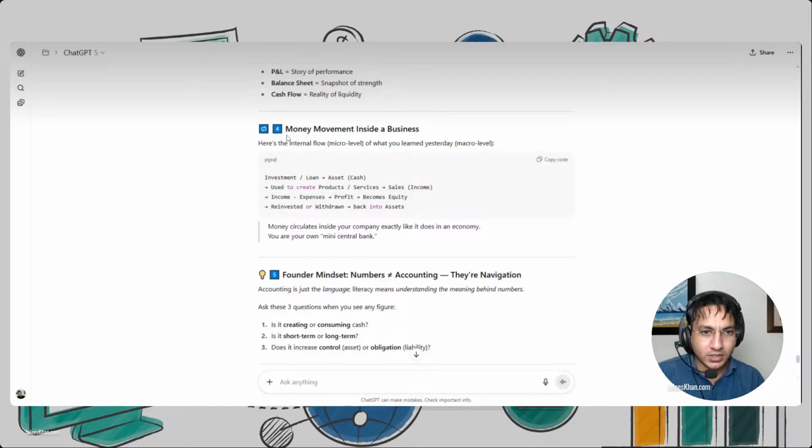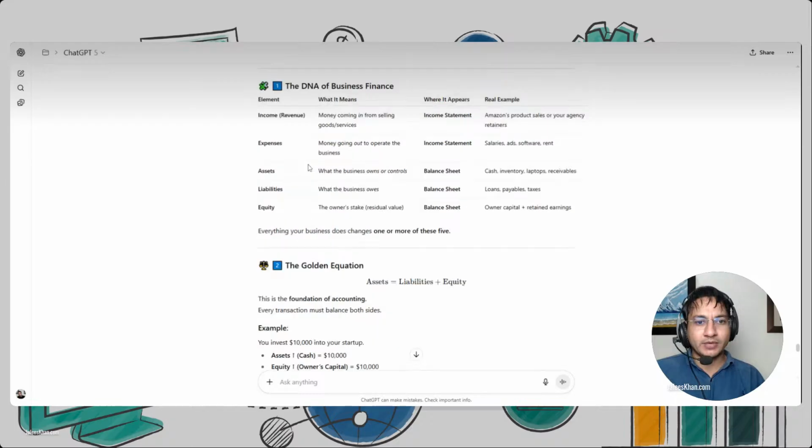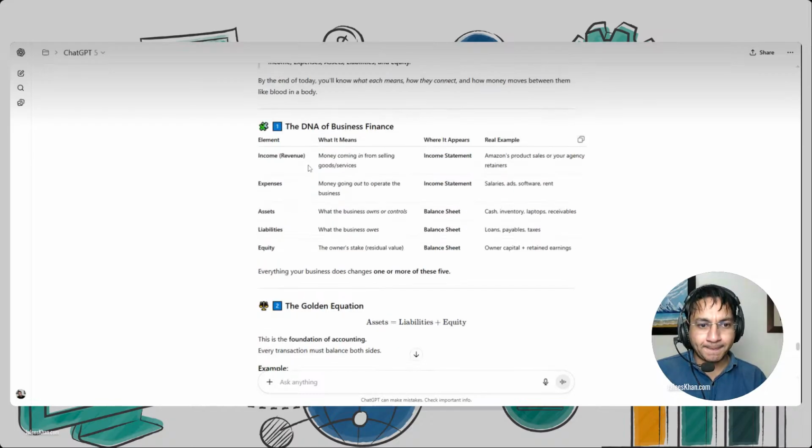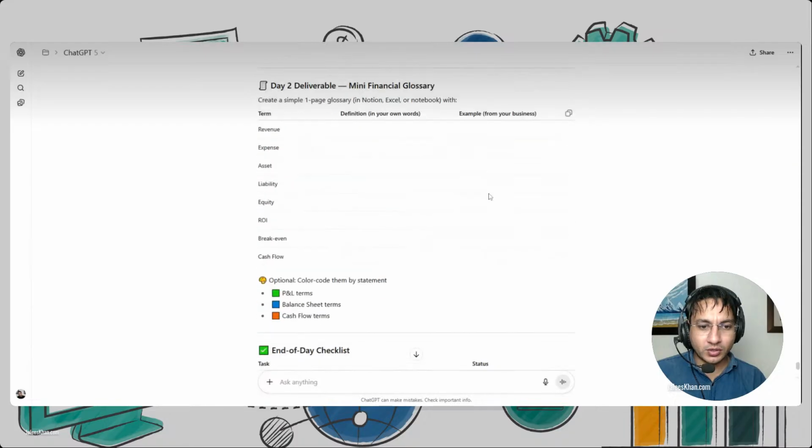And yeah, money movement inside the business. We got it. And liability, golden equation, DNA. Yeah, these all things are good overall.